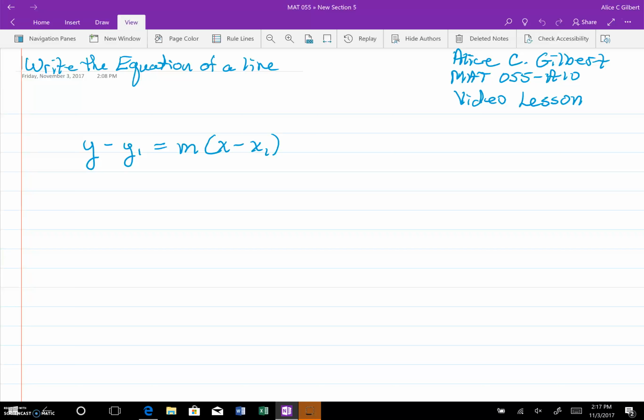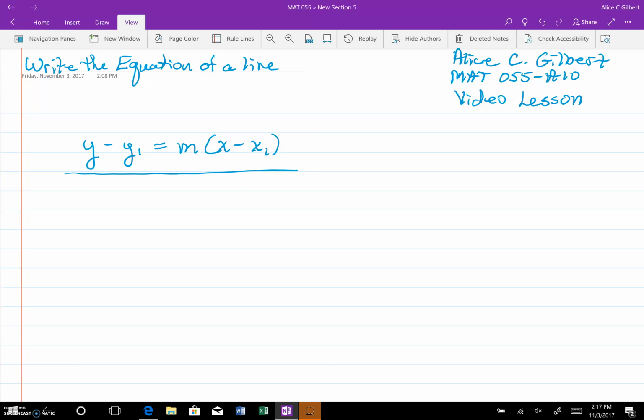Welcome back. Now we are going to learn how to write an equation of a line. So lots of times we're given an equation of a line, we have to do things with it. Now we're going to learn how to write one. Okay, so whenever you see the words write an equation or find an equation, instantly think of this formula.